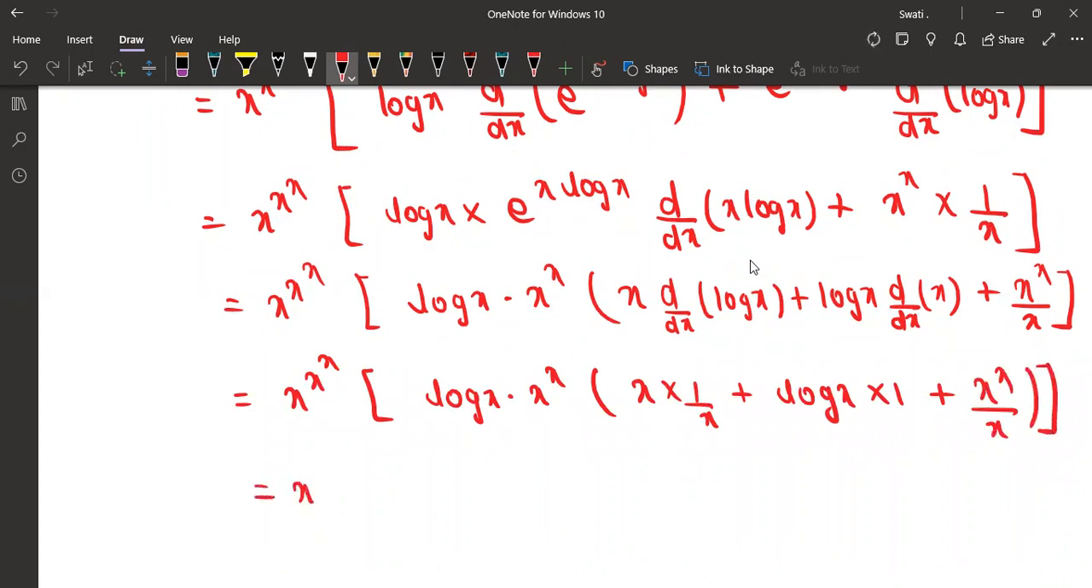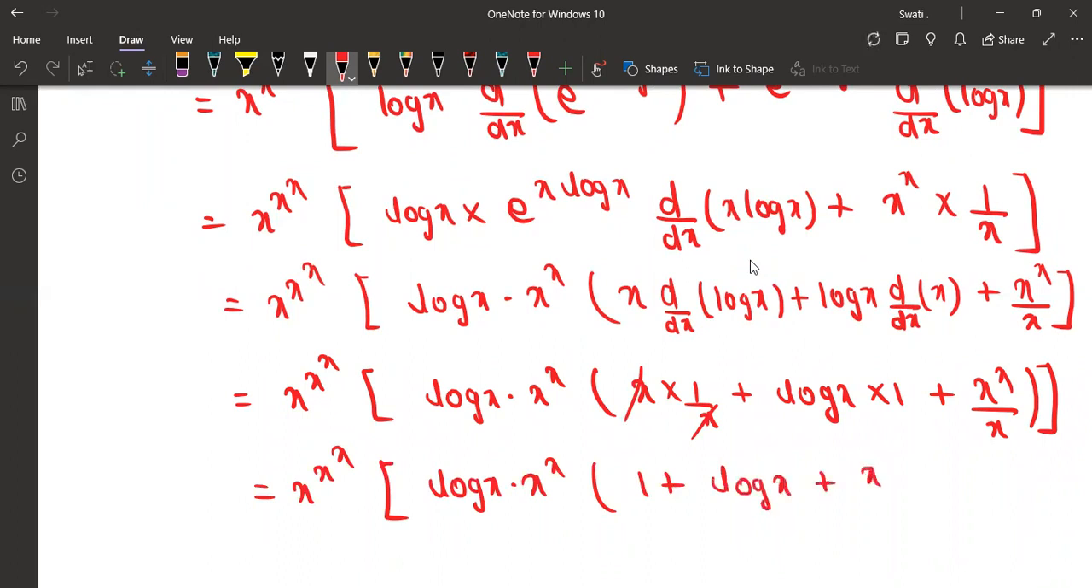And now we can write down this as x raised to x raised to x, and then this will become log x times x raised to x. The x will get cancelled, so we are getting 1 plus log x into 1 is log x, and then plus x raised to x upon x. And now we can close the bracket.